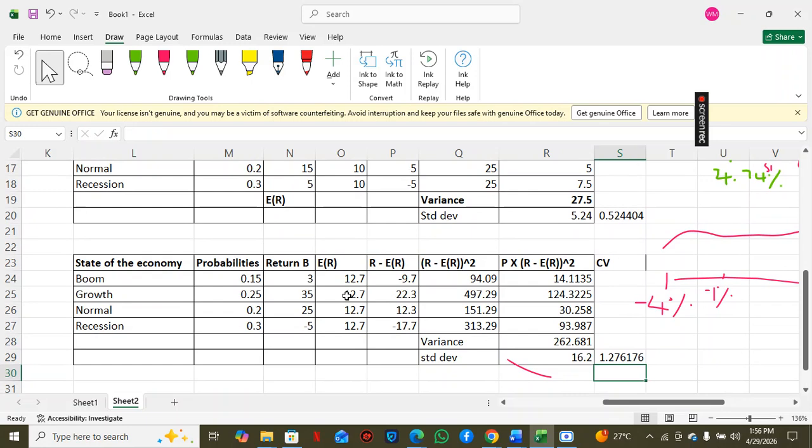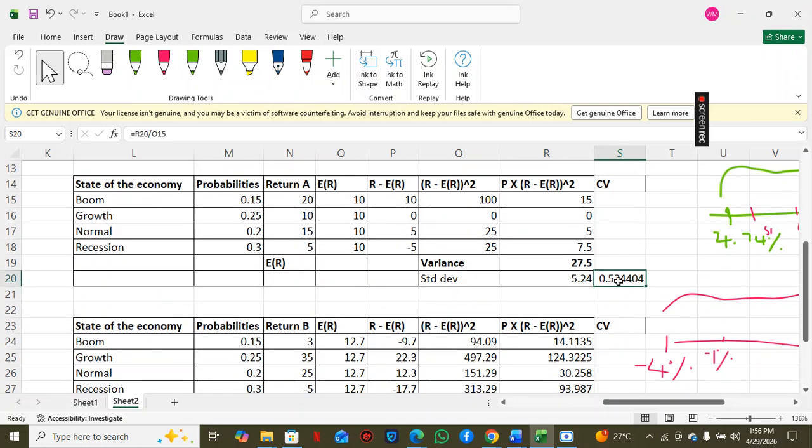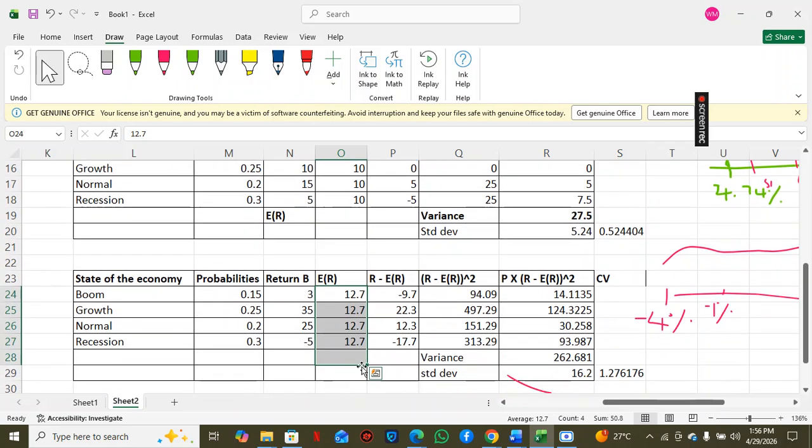So if we compare the coefficients of variation, company A has 0.524, a low coefficient of variation, and as you've seen, the expected return is 10%. Company B has a higher return, but at the same time also a higher standard deviation compared to company A. So even the coefficient of variation is going to show this. Have you seen the coefficient of variation 0.7? You can see the risk is greater than the expected return.